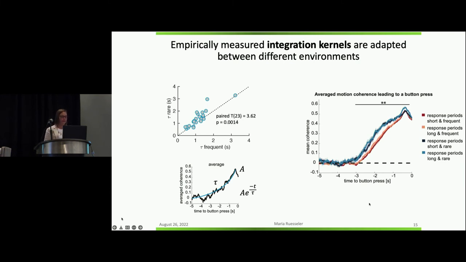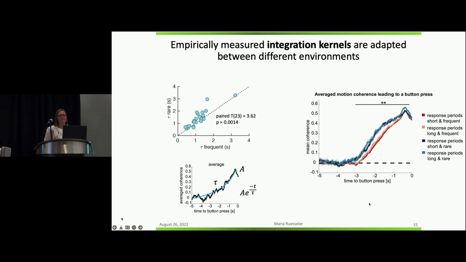You can see here again that the time constant for the rare conditions is higher than for the frequent ones. Interesting, though, is that we didn't find a difference between short versus long response periods. That was quite surprising, because I really thought that this would push around the time constant of the participants.